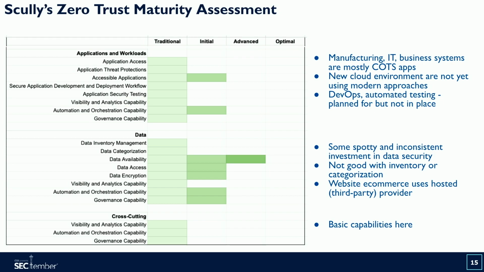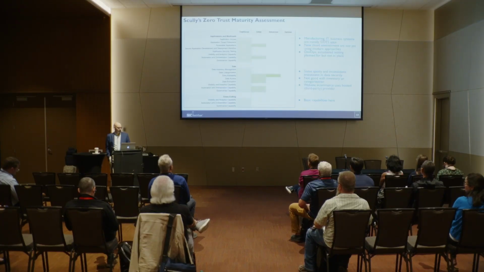It's not very automated yet, but they do have big plans to completely automate things from a DevOps perspective. They've made some inconsistent investments in their data security. They're not good with data inventory or categorization. They do have a third-party provider doing the e-commerce, so they don't have to worry about PCI DSS. And they haven't really invested in prioritizing the cross-cutting concerns. So this is kind of their assessment around this.